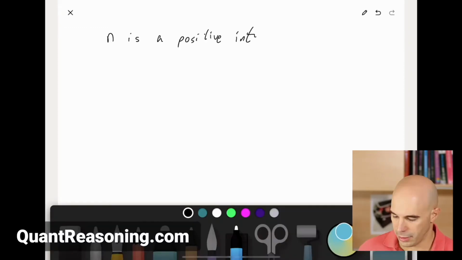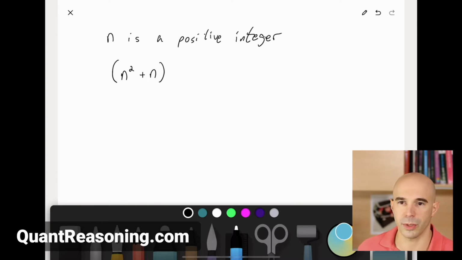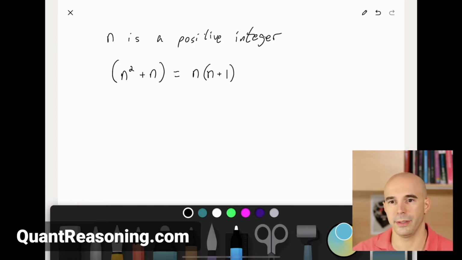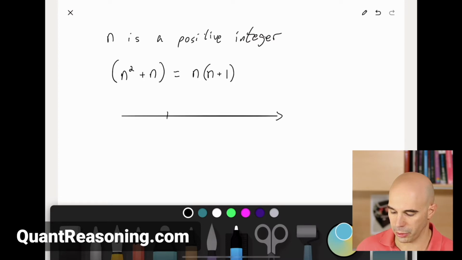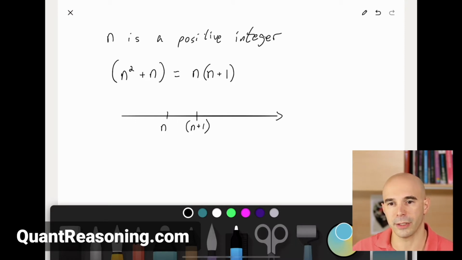Okay, and I ask you, what can you tell me, if anything, about the divisibility of n squared plus n? So we simplify algebraically to n times n plus 1, and then you correctly identified that now we're looking at the product of two consecutive positive integers on the number line. And you mentioned that since they're consecutive, one of them will be odd and one of them will be even. That's correct as well, because that alternates on the number line.